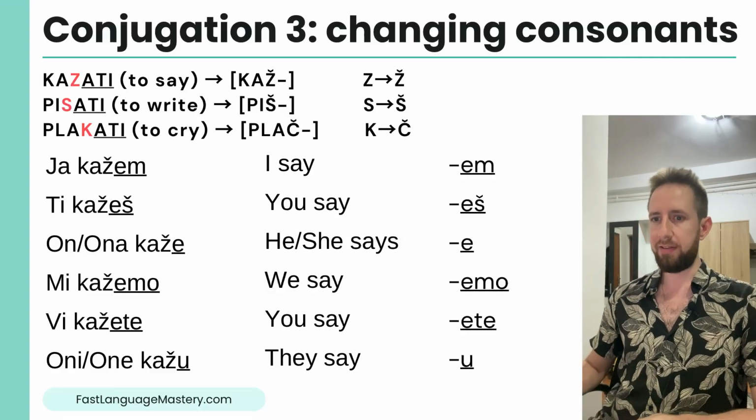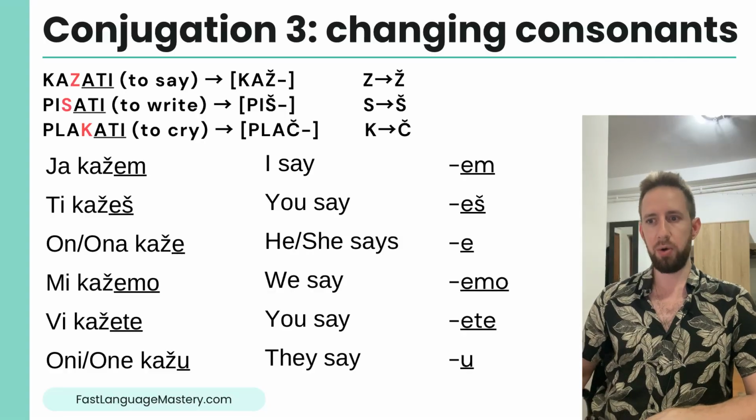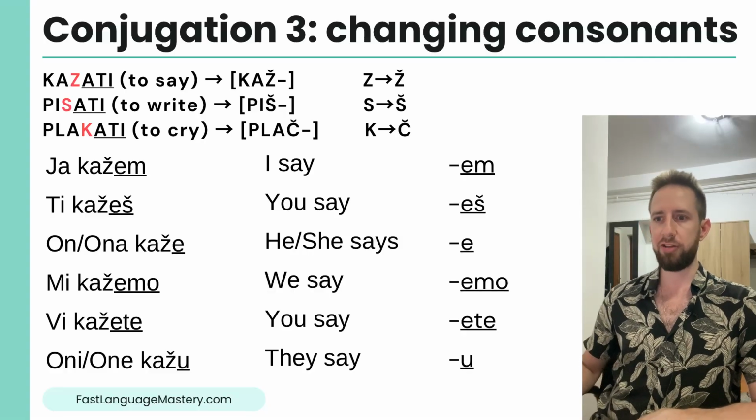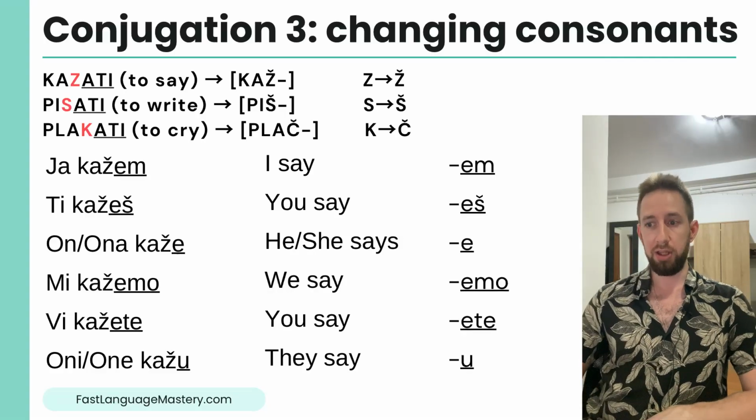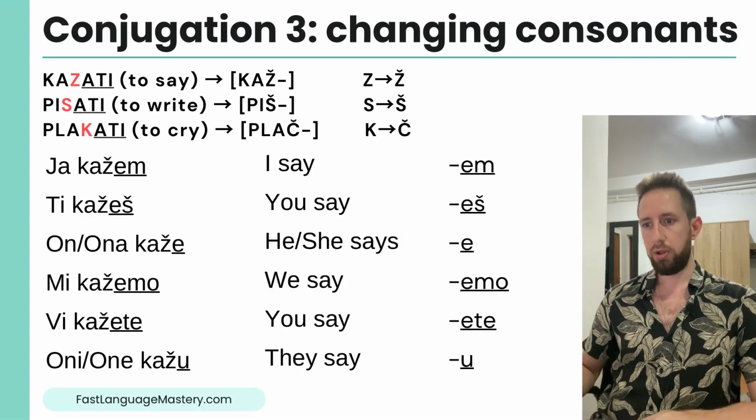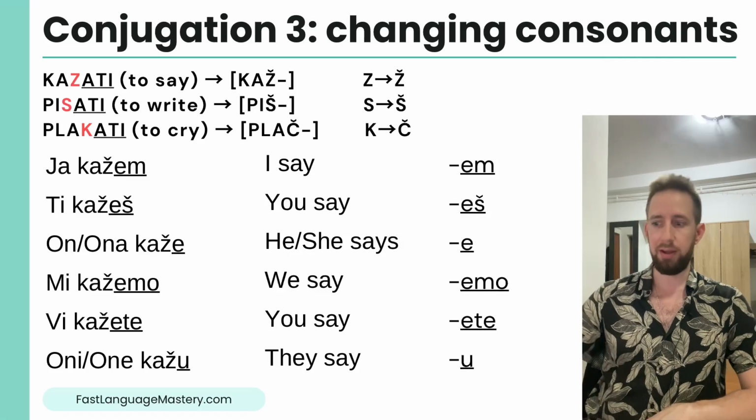Ja kažem, I say. Ti kažeš, you say. On kaže, he says. Ona kaže, she says. Mi kažemo, we say. Vi kažete, you say. Oni kažu, they say.